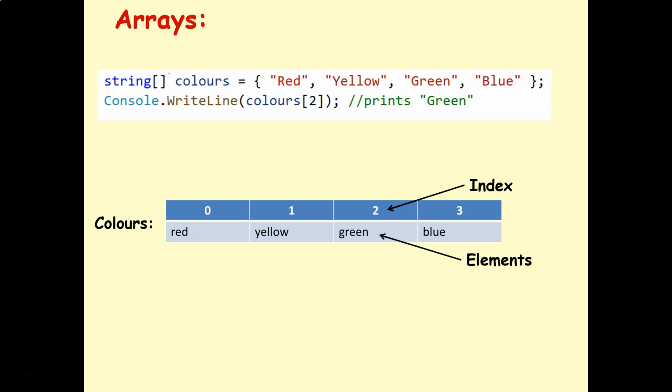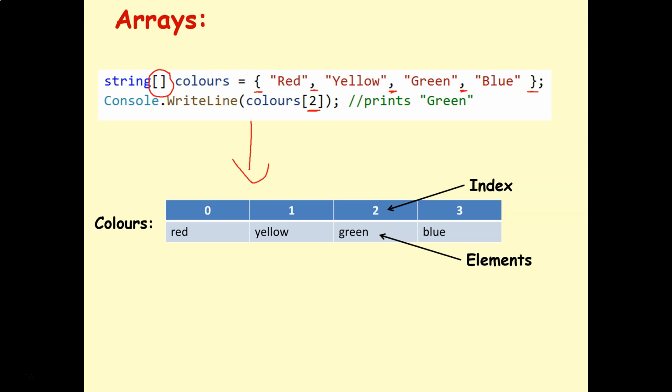You can see that we're using the square brackets here to denote that it's an array. And then when we add the values, we use the curly brackets, and we have commas between each item here. So string colors equals red, yellow, green, blue, Console.WriteLine, and then I can print out any of the values by using just the index here.